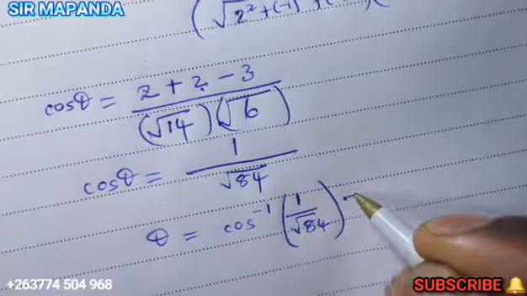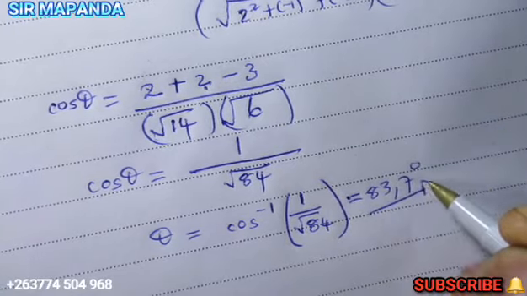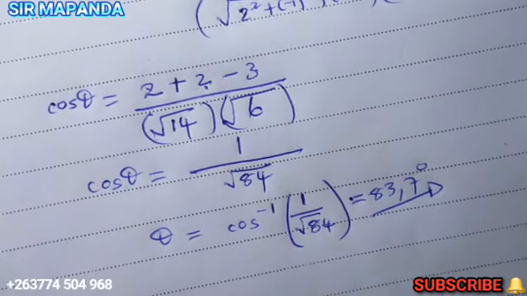you get 83.7 degrees, which is the acute angle. Remember, acute angle is the angle between 0 and 90 degrees. So 83.7 degrees is less than 90. And this is your answer. You are home and dry. I hope you are listening, class. So let us move on to question number 8b.